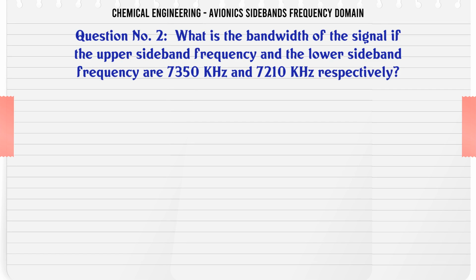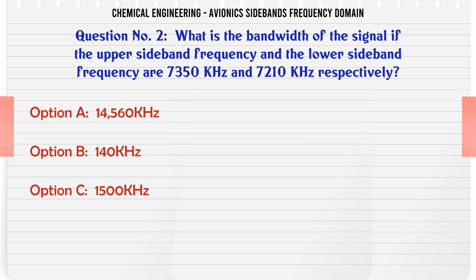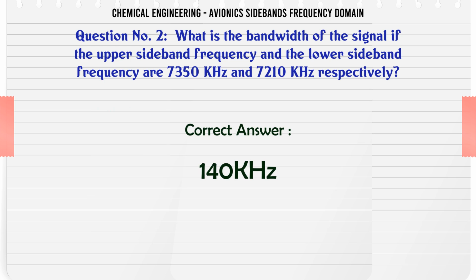What is the bandwidth of the signal if the upper sideband frequency and the lower sideband frequency are 7350 kHz and 7210 kHz respectively? A: 14560 kHz, B: 140 kHz, C: 1500 kHz, D: 800 kHz. The correct answer is 140 kHz.